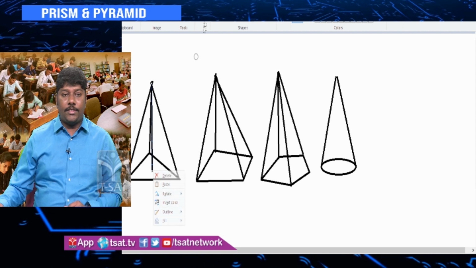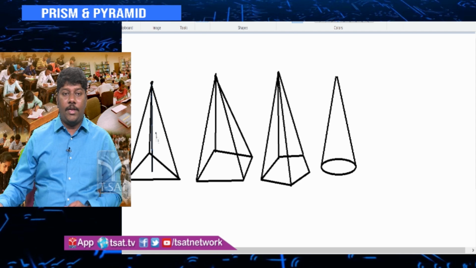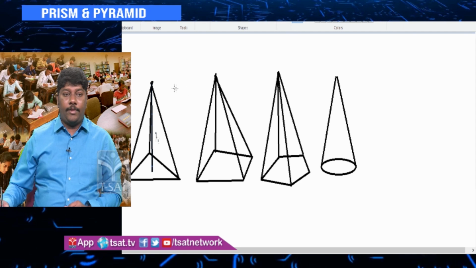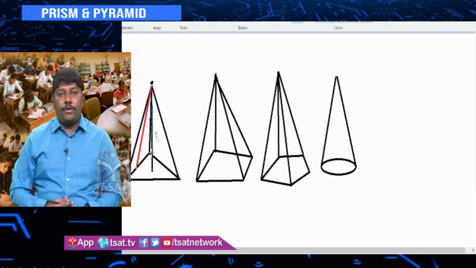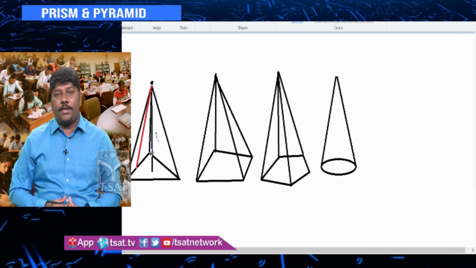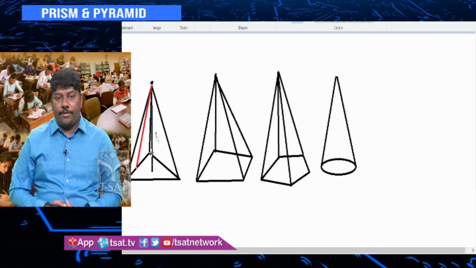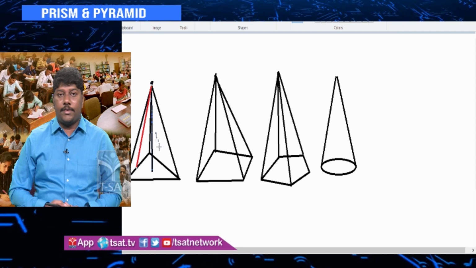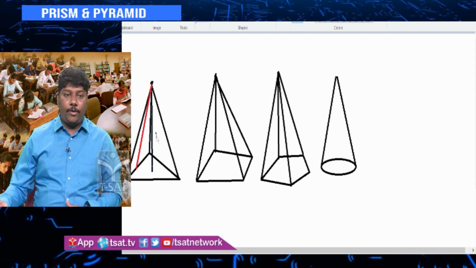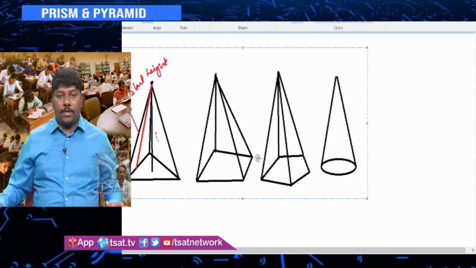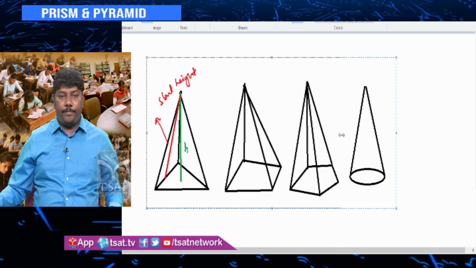Now, this green one is called the height of the prism. In the same manner, if I take this red line and draw it, this is also a height, but it is the height of the surface. So, you call it a slant height. Here the surfaces are triangular surfaces. In case of a prism, the surfaces are rectangular surfaces; here they are triangular. The height of the triangular surface here is nothing but a slant height. So, the red one you see here is a slant height, and the green one is the height of the pyramid.